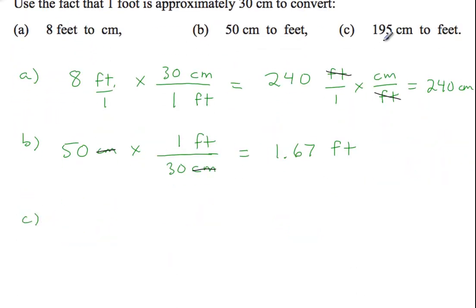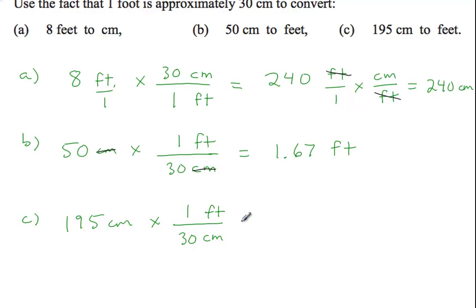C, 195 centimeters to feet. 195 centimeters, and we want to convert that to get feet. We have centimeters, we want to cancel centimeters, so we put it at the bottom. We set up our ratio. 30 centimeters is equal to 1 foot. So now we have 195 times 1 divided by 30. And that's 195 divided by 30 in the calculator.